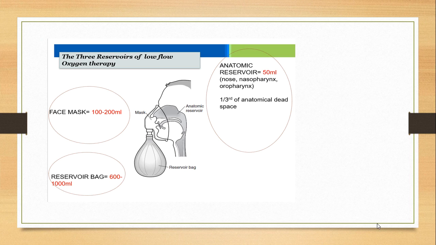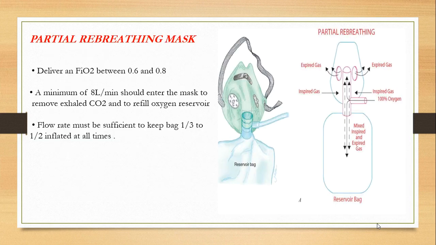Our anatomical reservoir in a spontaneously breathing patient is the nose, the nasopharynx and the oropharynx, and the combined capacity is about 50 ml. So it is about 1/3 of the dead space. The face mask has a capacity of about 100 to 200 ml of reservoir, and the bag has 600 to 1 liter. Now, the partial rebreathing mask usually delivers an FiO2 of about 0.6 to 0.8.